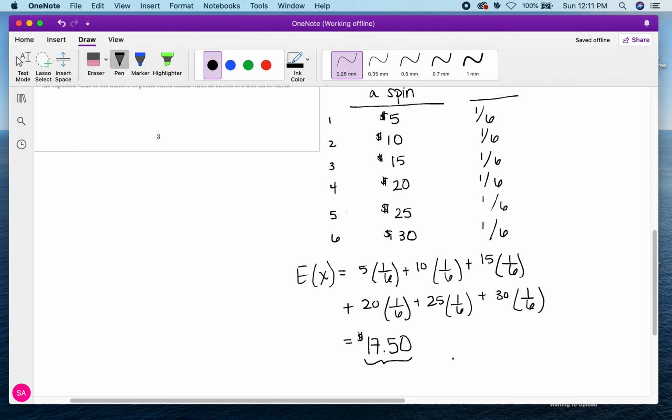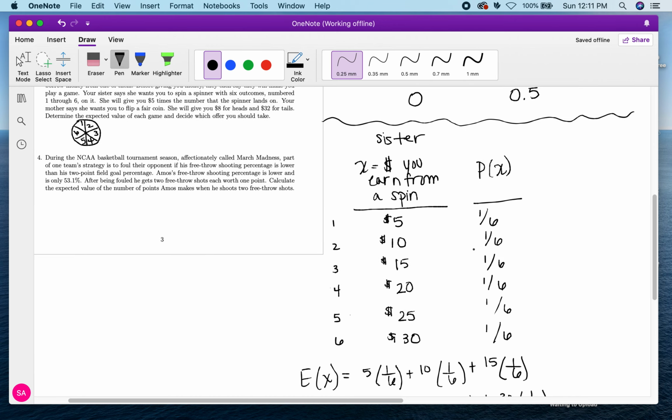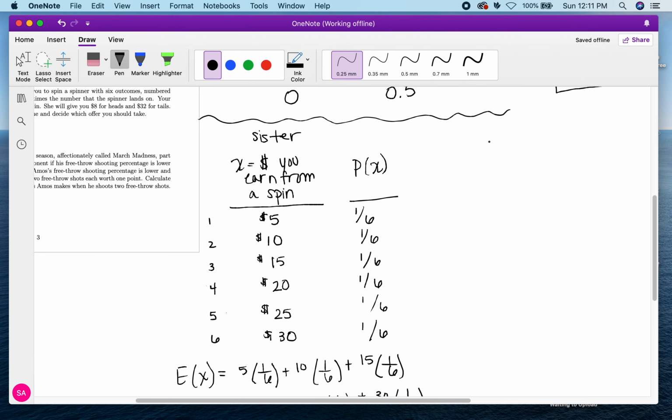Let's look at the game that the mother wanted to play and see what the expected value is for that. So the mother wanted you to flip a coin, but she's going to pay you, right? Money for the flip, money from the flip, however you want to label it, doesn't matter. Now, when you flip a coin, there's two options, right? Either heads or tails. But again, we're not focusing on heads or tails. We're focusing on how much she's going to pay you for landing on those. So if you land on heads, she's giving you $8. Now, if you land on tails, you get $32.